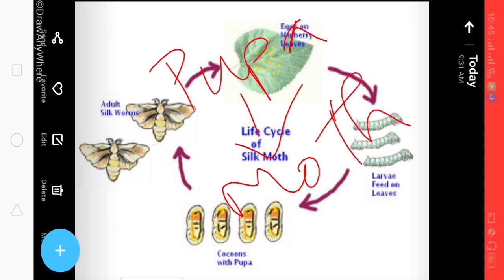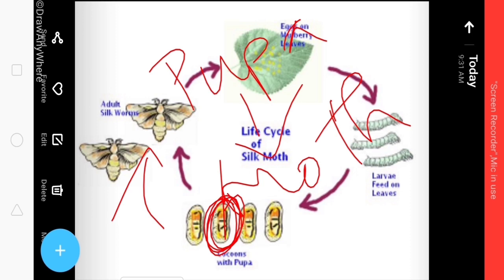And this transformation of pupa into moth, it happens where? It happens inside the cocoon itself, okay. Pupa is becoming moth inside the cocoon. And when it is fully grown, when it becomes moth, they will break this fiber and come out of the cocoon and fly away, okay. So we will get the butterflies outside.